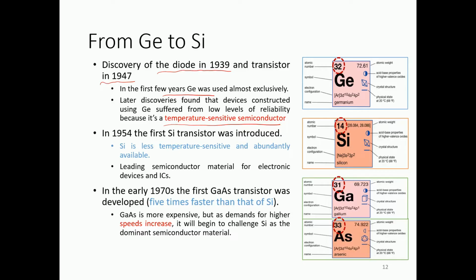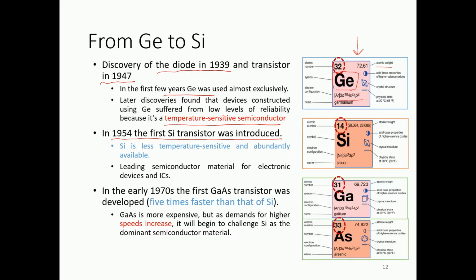On your right, you can see the chemical characteristics of germanium. Its atomic number is 32, its symbol is Ge, its weight is 72.61, and this is the electron configuration. So don't worry, we are not going into the chemical aspect of it. The only thing needed for us is that we should know the symbol of the semiconductor material and its atomic number. Then in 1954, the first silicon transistor was introduced.